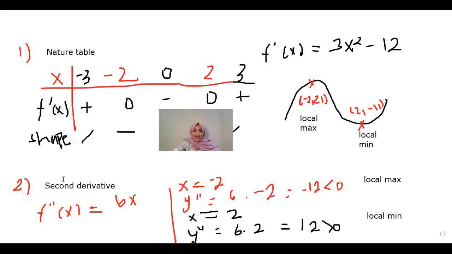Okay, so that's all for today's lesson. We already know how to determine the stationary point and what the stationary point is, and we know about the nature of those points, whether the nature is local maximum, local minimum, or point of inflection. Okay, that's all for our lesson today. I hope you can understand the stationary point and nature of point after seeing this course.